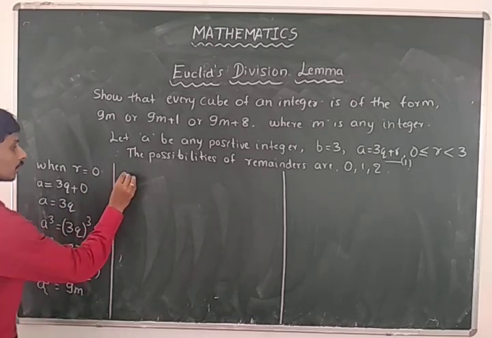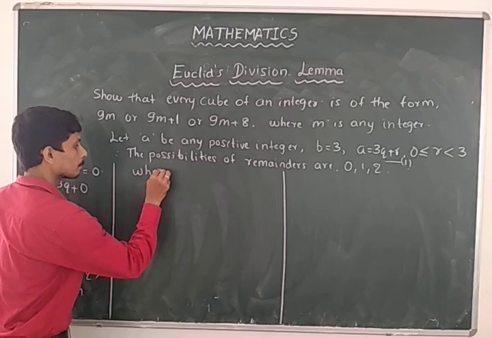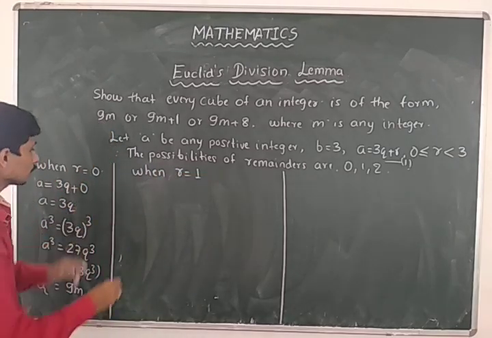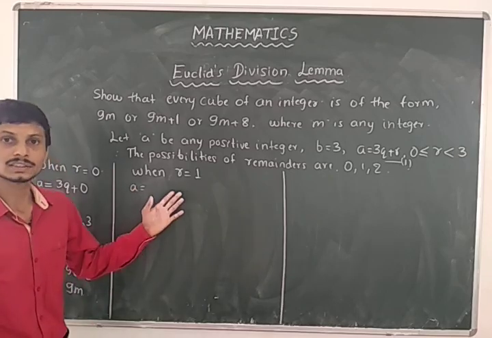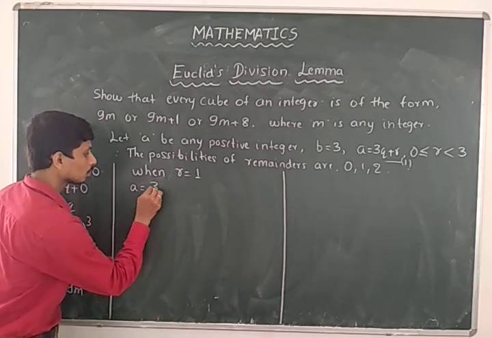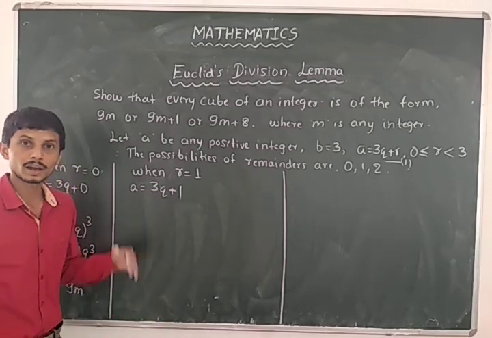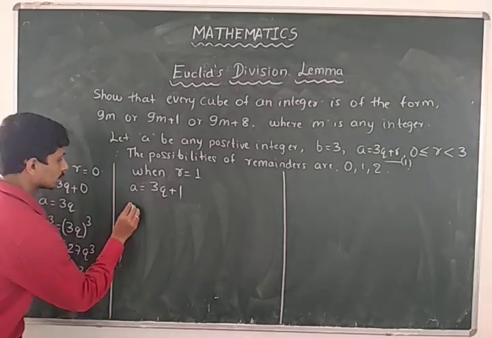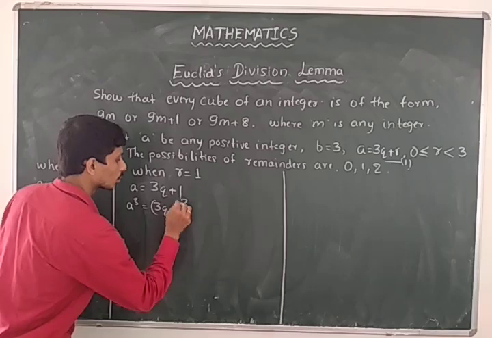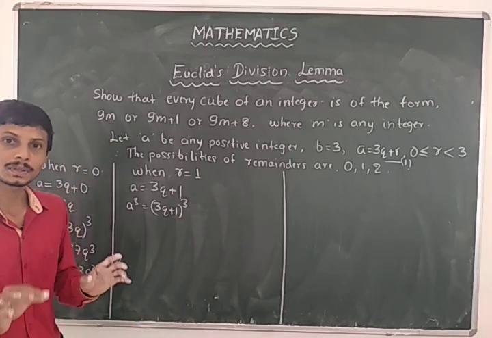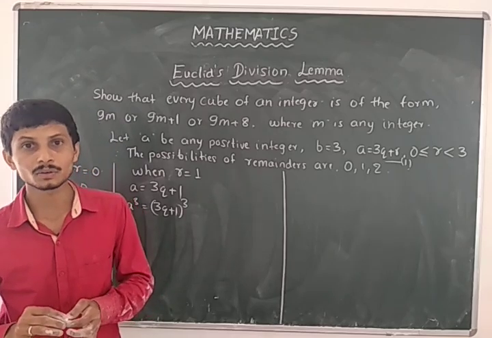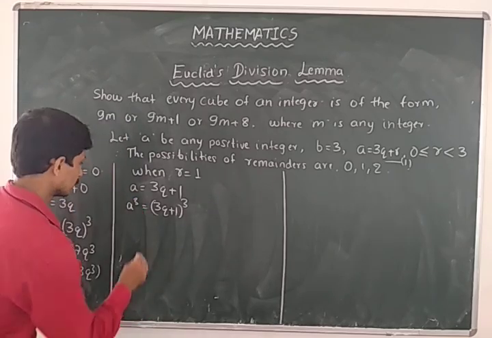Now let us consider when r is equal to 1. Insert r = 1 into equation number 1, so a = 3q + 1. We have to cube this integer, so a cube is equal to (3q + 1) whole cube. We already know that (a + b) whole cube is equal to a cube plus b cube plus 3a square b plus 3ab square.